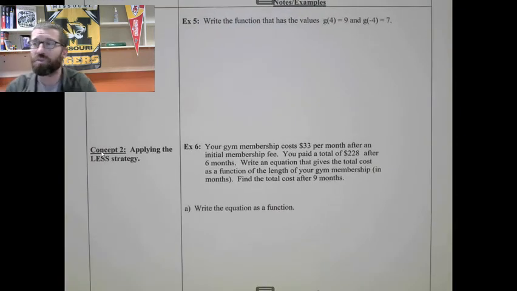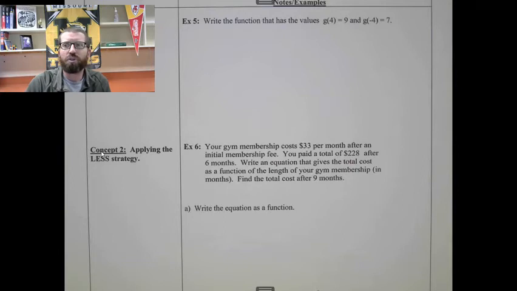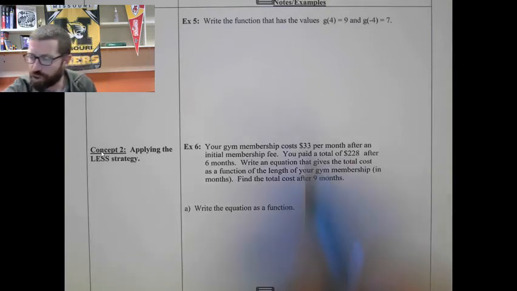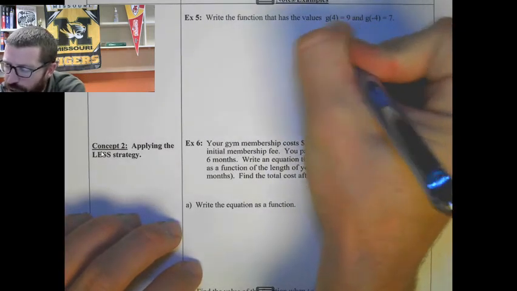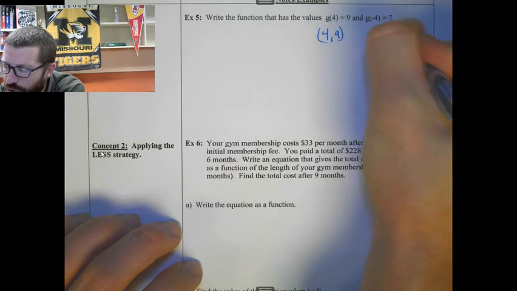Okay, this is no different than the other ones. It's just now we are using that function notation. So remember this g of 4 is equal to 9. It means when you plug in 4, you get 9. And when you plug in -4, you get 7.